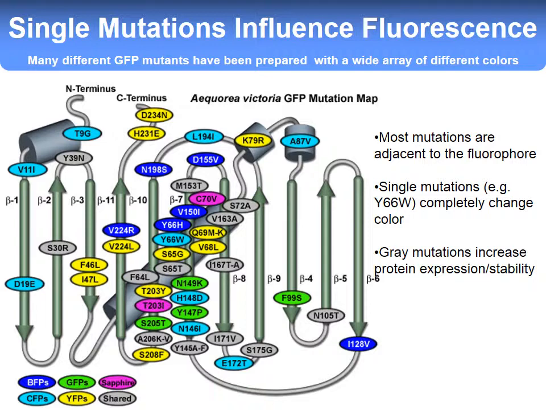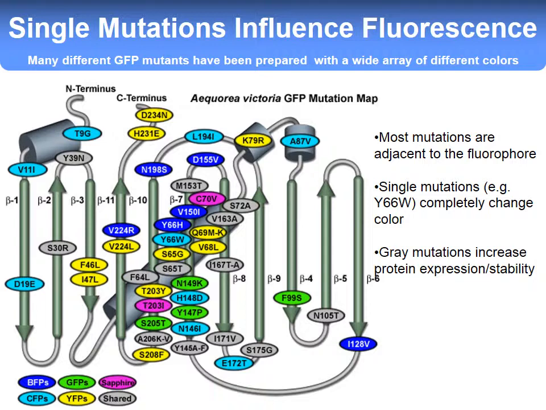And you can see there's many other mutations in this diagram, and they all have different effects. For instance, you can see at the 66 position, if we change that Y to a W, we go from green to blue fluorescent protein. And there's actually two different types of blue fluorescent protein. The light blue is called cyan fluorescent, and the dark blue is actually just called blue fluorescent.